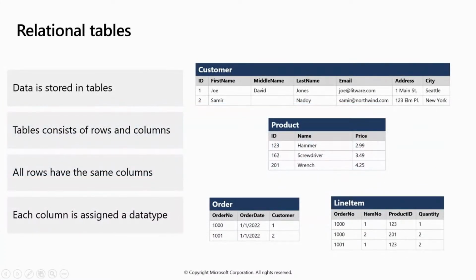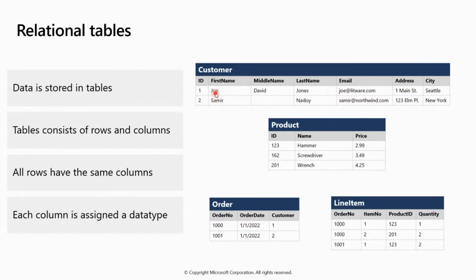As I said before, I'm not going deep into the things that are present. So a relational database schema is nothing but data stored in tables, in the form of rows and columns. If you observe here, this is one particular row and this is a column. Data is stored in tables. A table consists of rows and columns, all rows have the same columns, and each column is assigned a data type.